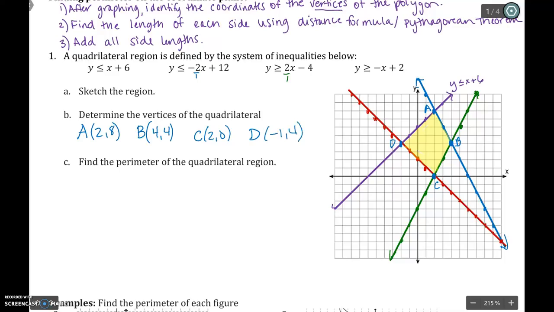And to find the perimeter now, we are going to find the distance for AB, for BC, for CD, and for AD, all 4 sides, and we'll add those together. And when you do them, you can use your whole distance formula and do your calculations using the coordinates like this.